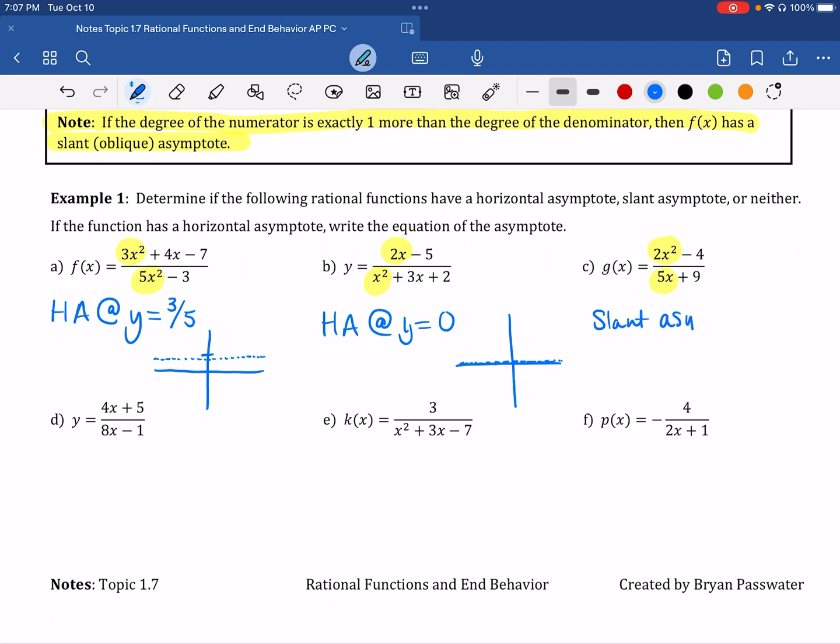And we'll talk a little bit more later about how to actually find a slant asymptote, but essentially it's kind of like a linear function that the end behavior approaches. It's kind of an oddity. So go ahead and look at D, E, and F, and determine, will each of these rational functions have a horizontal asymptote, a slant asymptote, or neither? And if there is a horizontal asymptote, write its equation.